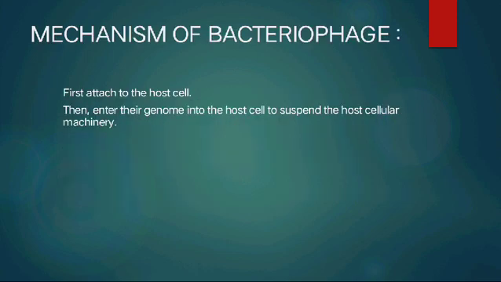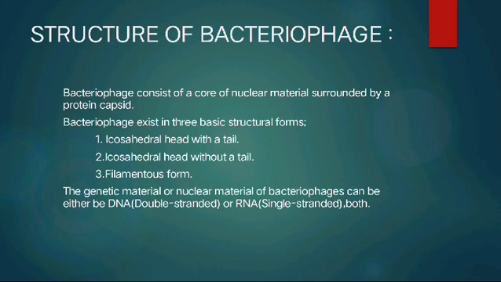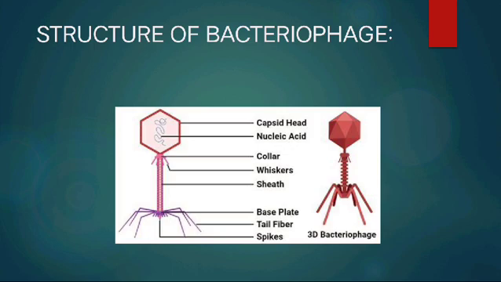Mechanism of bacteriophage: first attach to the host cell, then enter the genome into the host cell to suspend the host cellular machinery. Structure of bacteriophage: bacteriophage consists of a core of nucleic material surrounded by a protein capsid. Bacteriophage exists in three basic structural forms: icosahedral head with tail, icosahedral head without tail, and filamentous form. The genetic material of bacteriophage can be either DNA or RNA or both.